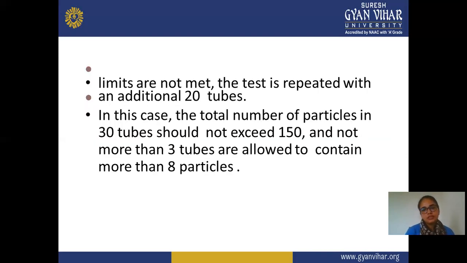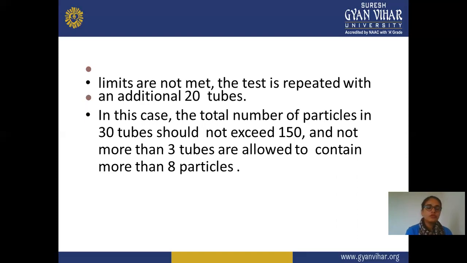If the limits do not meet the test, it is repeated with an additional 20 tubes. Hence, if it shows more than 50 particles present in your formulation, exceeding the USP limit, then you perform the test again on 20 tubes, so that 30 tubes are used in this test. In this, the total number of particles in the 30 tubes should not exceed 150, and not more than 3 tubes are allowed to contain more than 8 particles. The individual tube condition is the same, means an individual tube should not exceed 8 particles. But we are adding 20 more tubes, so there are 30 tubes in this test.